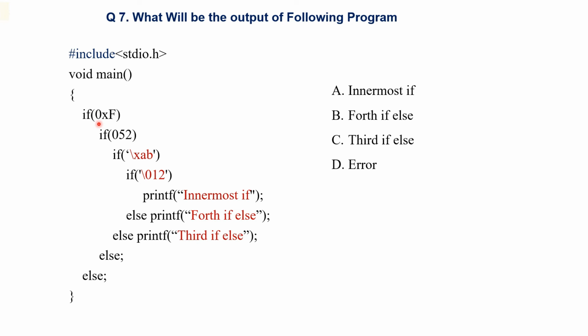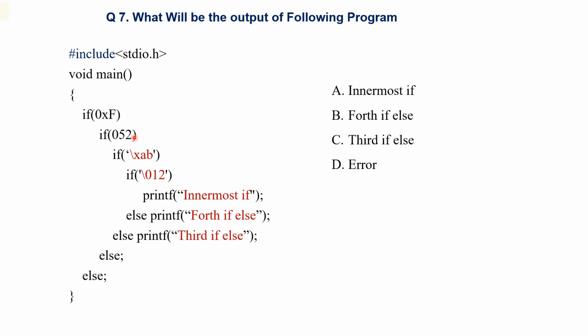So firstly, the first condition, that is the first expression, will be evaluated. So here the first expression is 0xf, and we know that a number preceded with 0x is considered a hexadecimal integer constant. So hence this is a hexadecimal integer constant, which is a non-zero value. So therefore it will be considered as a true value. So as this condition is true, control will be transferred to the next statement, which is again an if statement.